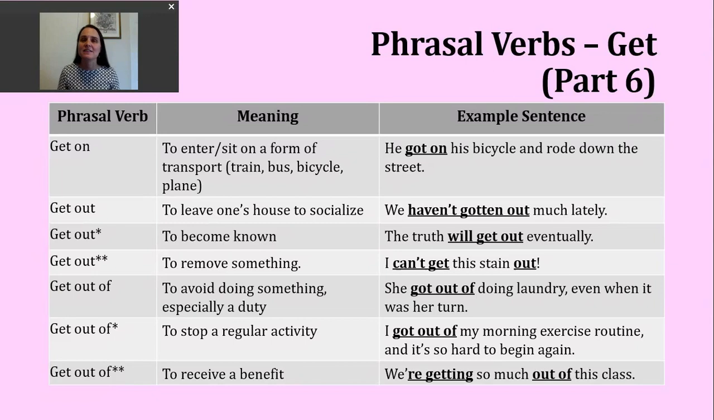I can't get this stain out. Can't is an example of a modal here. And in this particular sentence, it's talking about ability. So another way to say this would be I'm unable or I'm not able to get this stain out of this particular piece of clothing.